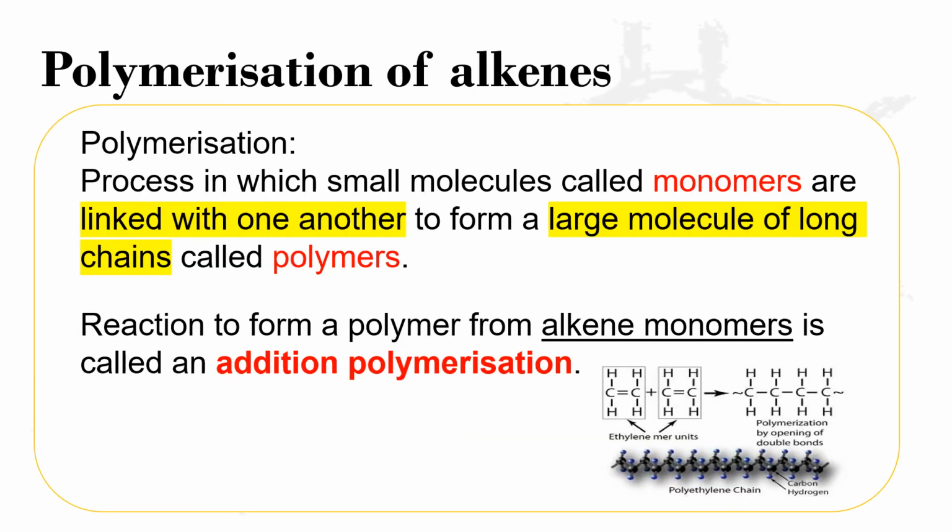Okay, the very last part, which is the polymerization of alkenes. What is polymerization actually? Polymerization is the process in which small molecules, the basic units we call monomers, are linked with one another to form a large molecule of long chain, which is called polymers. So if you use alkenes as monomers, to be more specific, we call this addition polymerization.